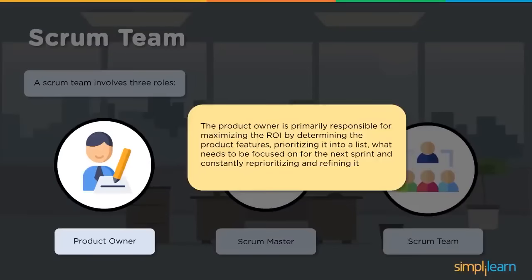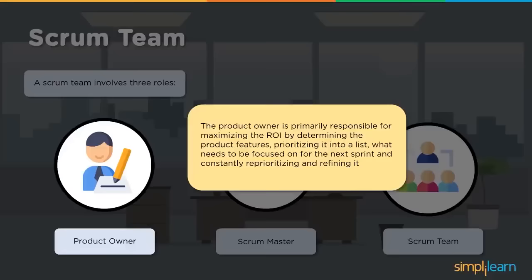Now when it comes to the Product Owner, the Product Owner is primarily responsible for maximizing the ROI by determining the product features, prioritizing them into a list, deciding what needs to be focused on for the next sprint, and constantly reprioritizing and refining it. So the key points we need to see here are determining the product features, maximizing the ROI, and reprioritizing and refining the product backlog. Now, why does this need to be done? Maximizing ROI means that, obviously, the Product Owner should closely work with the business and have insight into what the business requires, what the customer requires, and how it helps the customer accomplish that result, so that it helps justify the investment being made in the product's features and functionalities.